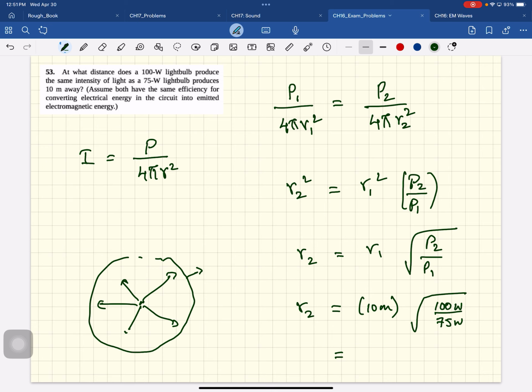So that works up to 11.5 meters. So at 11.5 meters, from a 100-watt bulb, you get the same intensity that you would get at 10 meters from a 75-watt bulb.